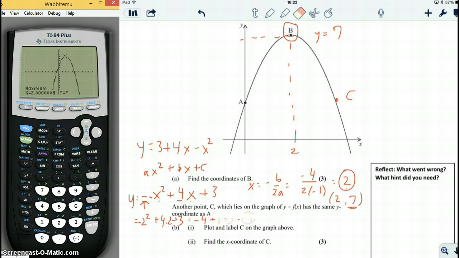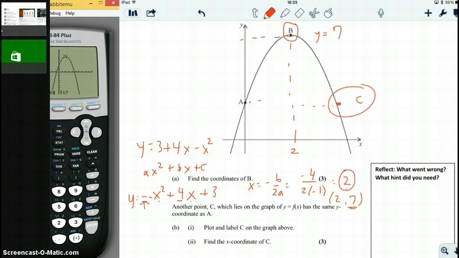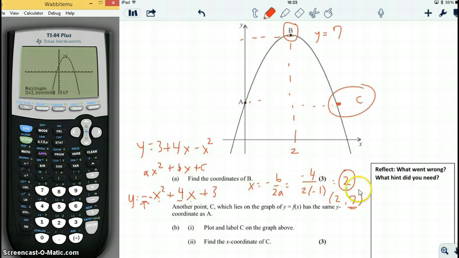Just going to erase this. Another point, C, which lies on the graph y equals f of x, has the same y coordinate as A. So I've already labeled that here. So we have a point called C, which is the reflection of A. So it says plot and label C on the graph above. We just did that. And then it says find the x-coordinate of C.